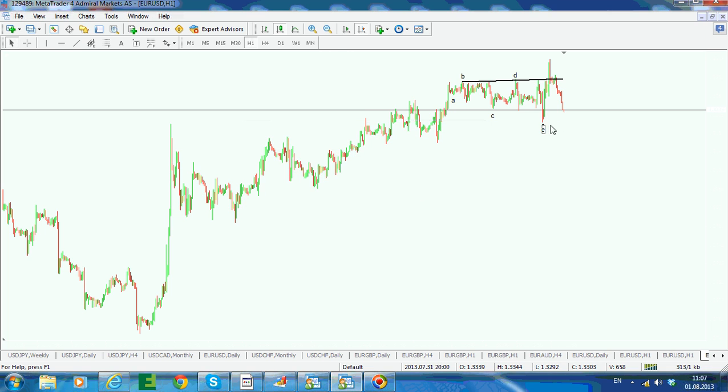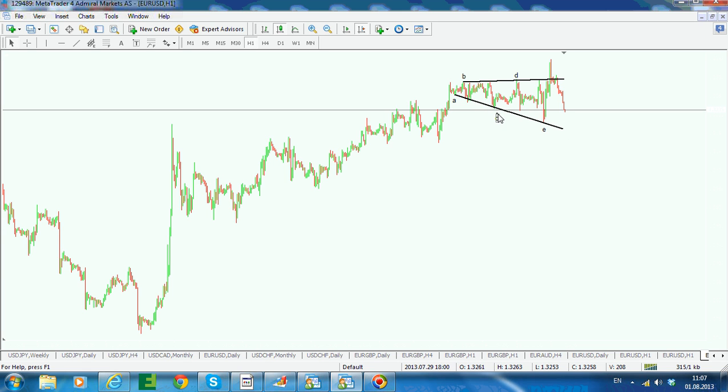Not only that we have a contracting triangle, but after that we had a new high. Now, what does it mean? Well, first of all, not contracting triangle. I'm just saying contracting triangle when I should refer to this as an expanding triangle. And expanding triangles are extremely rare formations. That's the most important part.